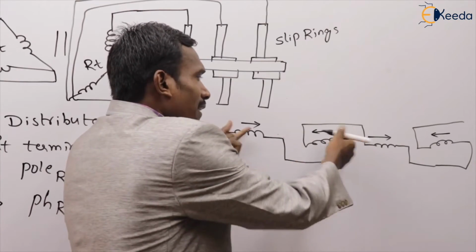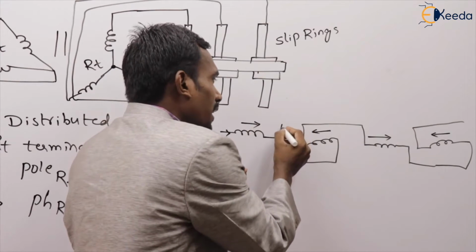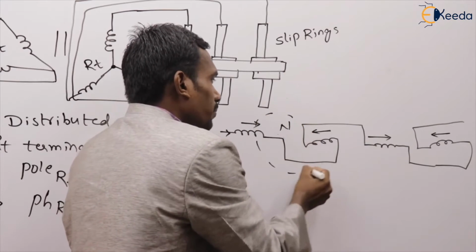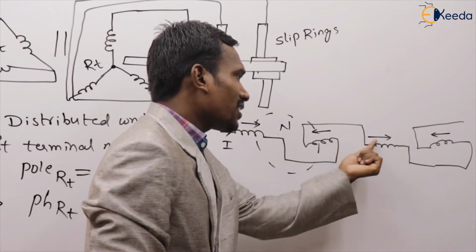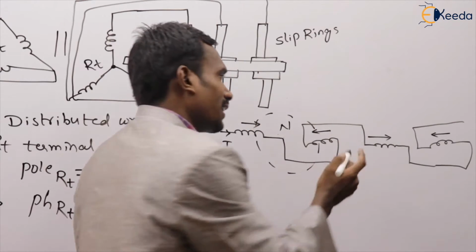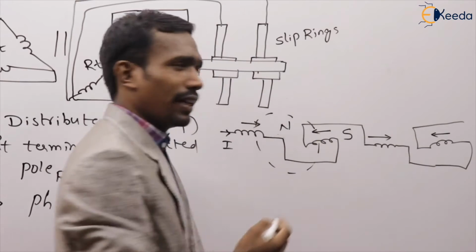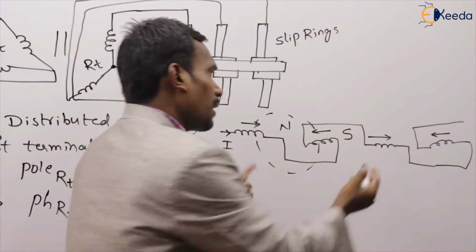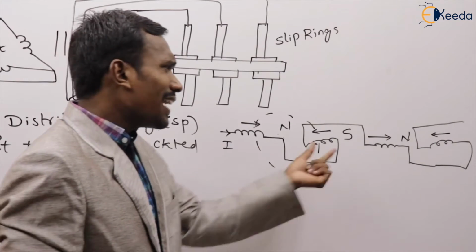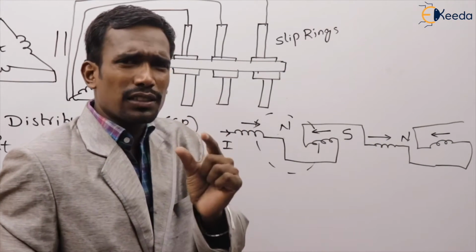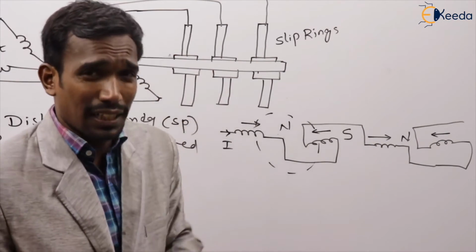See here, current directions are like this. That's why here, north pole will form. For example, the current directions are like this, opposite to each other. South pole will form here. For example, again the same direction, north pole here. Like that, we have poles due to winding procedure.